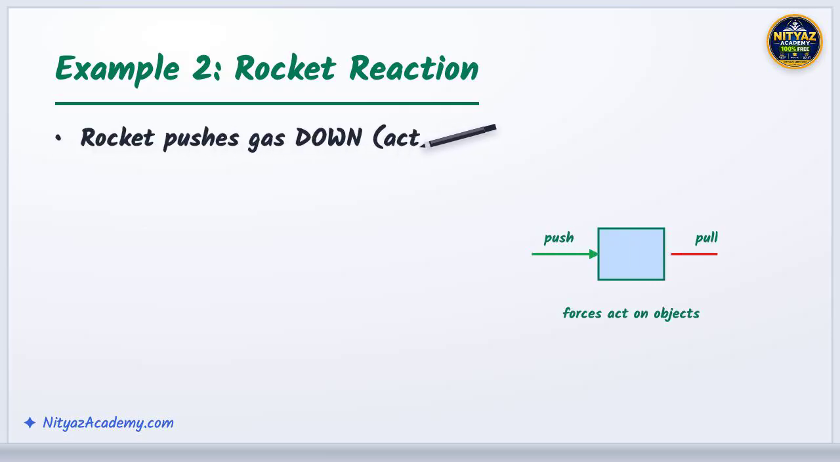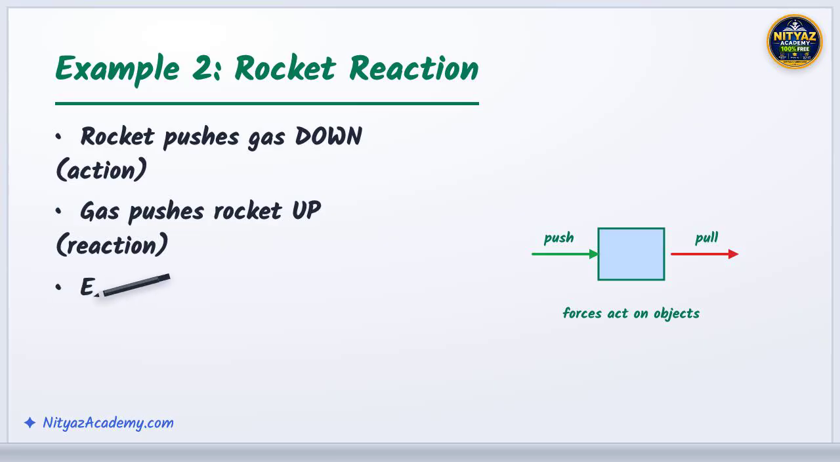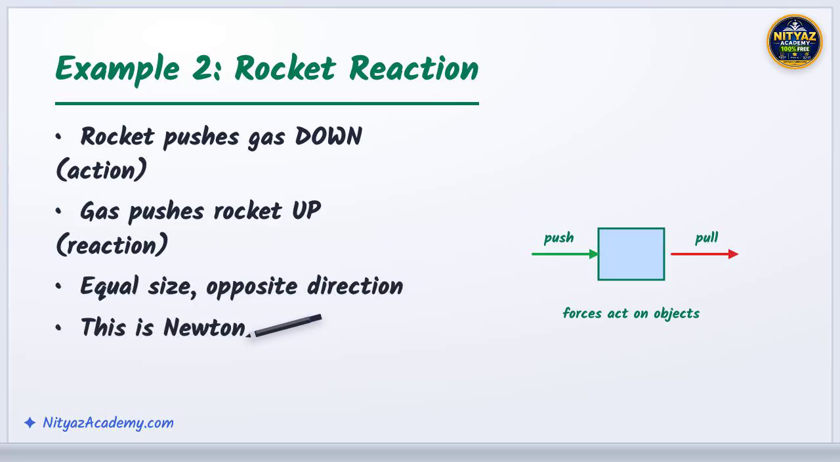A rocket is the third law in action. The engine pushes hot gas downward with great force. By the third law, that gas pushes back up on the rocket with an equal and opposite force. There's no air to push against in space, yet the rocket still climbs, because the reaction force from the expelled gas lifts it. Action and reaction, perfectly paired.